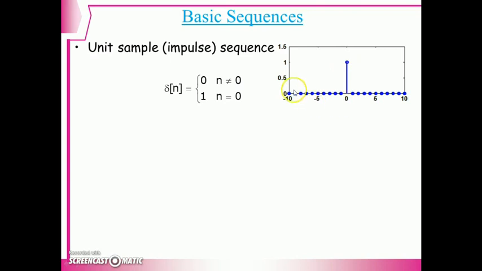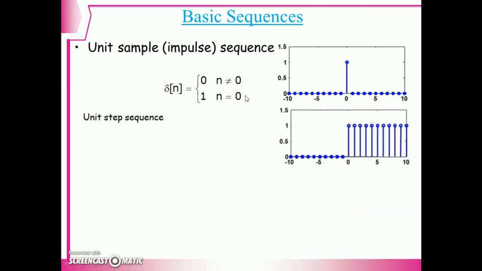So we can define the impulse function as delta n. Please note that delta n is the standard notation used for impulse. During the entire course, when delta is mentioned, it always stands for the impulse function. So delta n is defined as 0 for all values of n which are not 0, and the value of delta n is 1 when n equal to 0. As you can see from the figure, only at n equal to 0 do you get the value 1. So that is mentioned here.